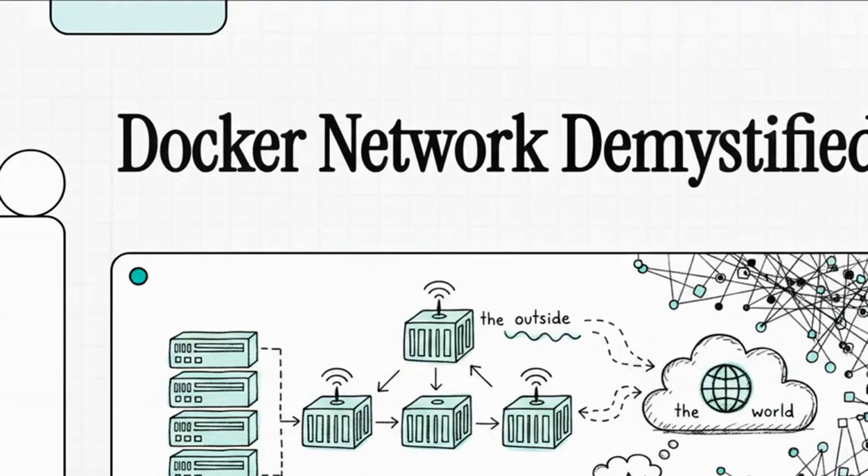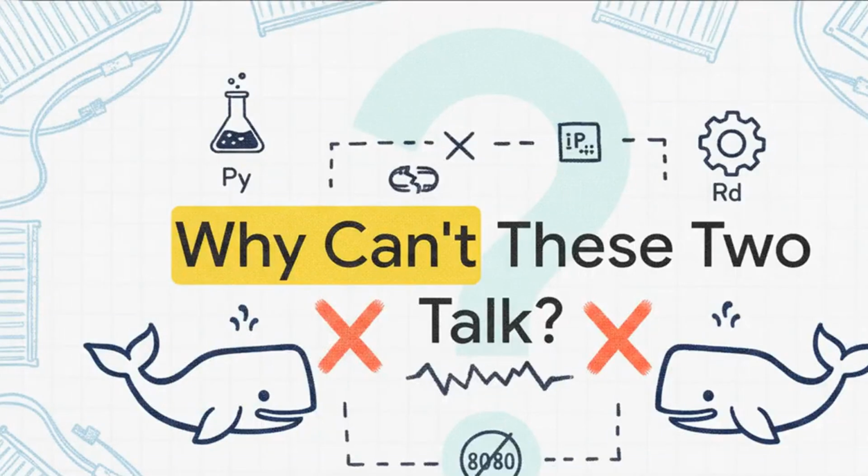So, in today's explainer, we're going to completely demystify Docker networking. We're going to take what probably seems like absolute dark magic right now and break it down into pure logical mechanics. By the time we wrap this up, you'll know exactly how containers talk to each other, how they talk to the outside world, and most importantly, how to debug them when they completely refuse to. Okay, let's dive into this.